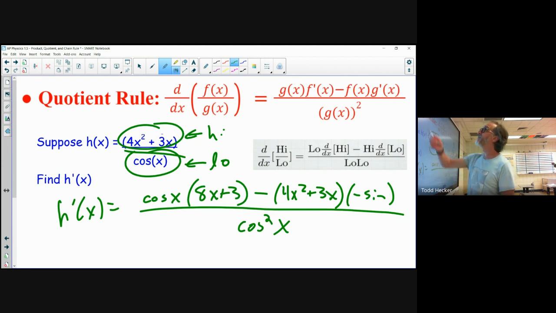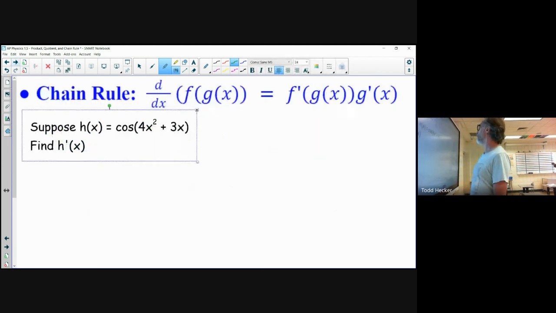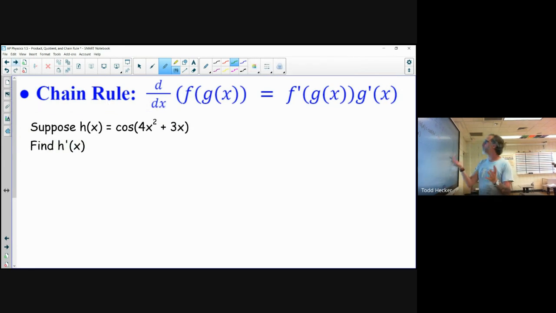All right, and then finally, we have the chain rule. This one explains how to take the derivative of a composite function. For example, we know how to take the derivative of cosine of x, but what's the derivative of cosine of this mess, right?